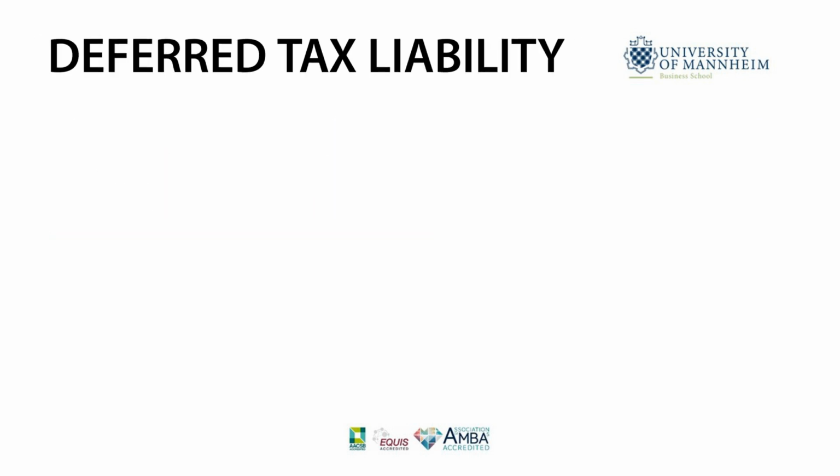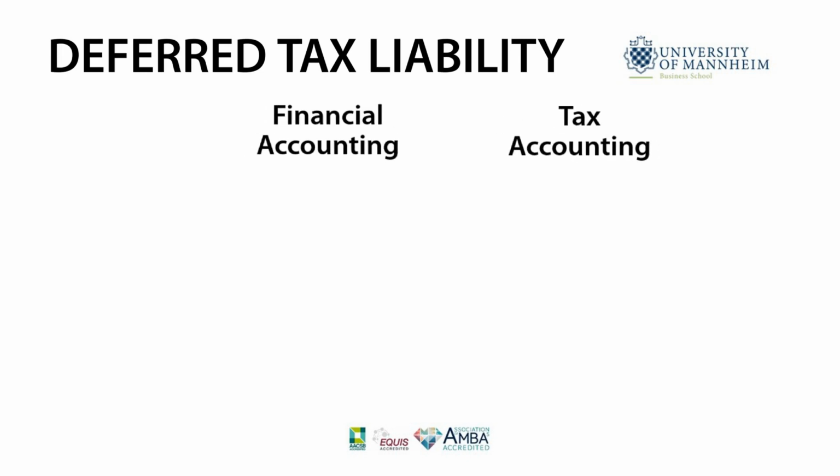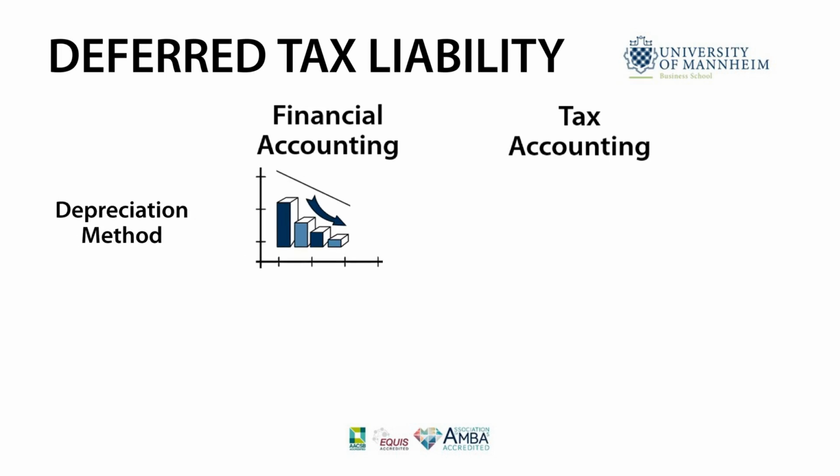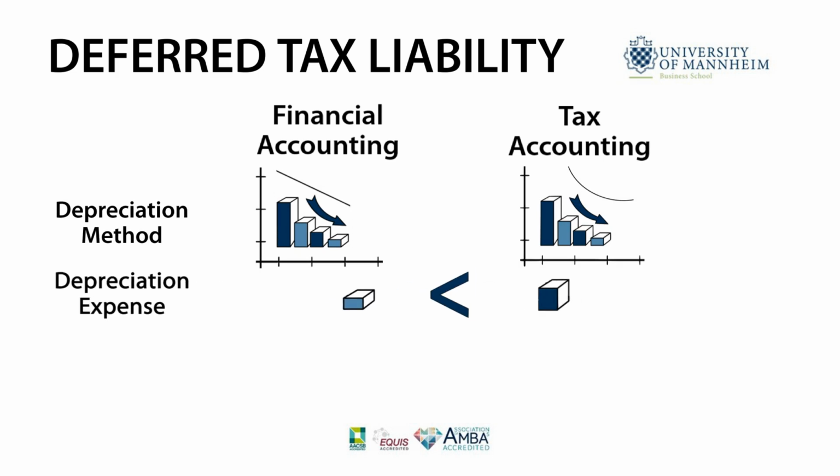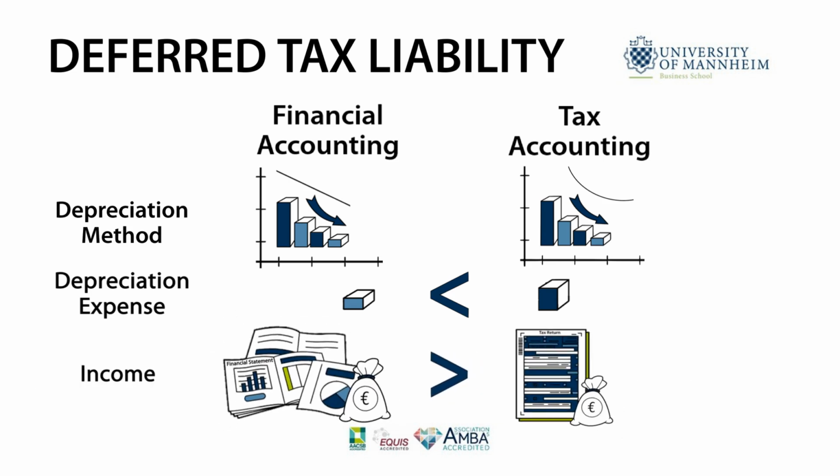An example leading to a deferred tax liability is different depreciation methods applied for accounting and tax purposes. Imagine your corporation uses straight-line depreciation for accounting purposes while the tax authority employs the declining balance method. In this scenario, the depreciation expense on the financial statement is lower than that on the tax return. Consequently, income on the financial statement exceeds that on the tax return, and in the future, a tax liability is expected.